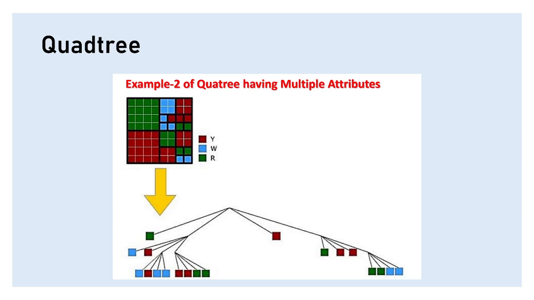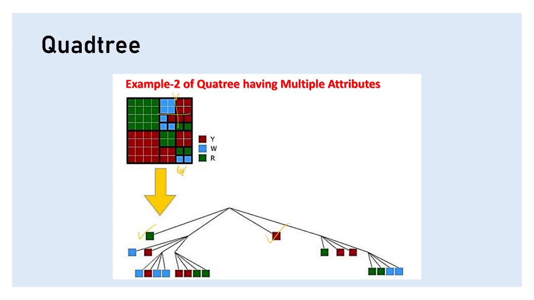Example 2 of this quadtree having multiple attributes. Again, here you can see the first quadrant is all green, so we can just eliminate that. The second quadrant has some extra attributes. The third one doesn't, so that also we are negating. So this one and this one have some additional features, so again we have divided it into 4 quadrants.